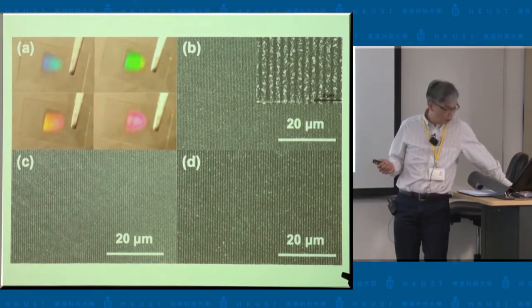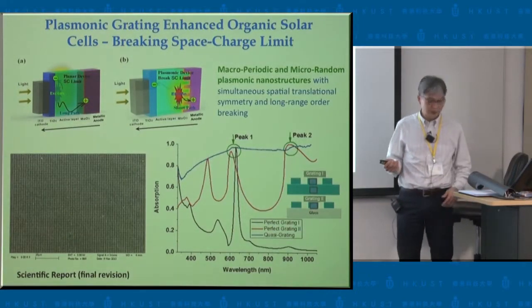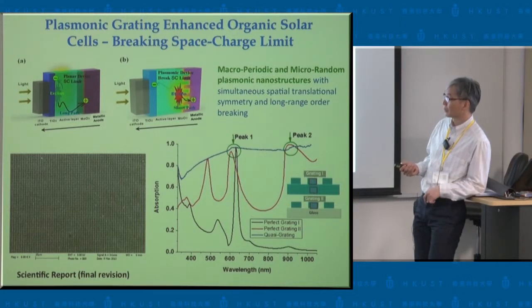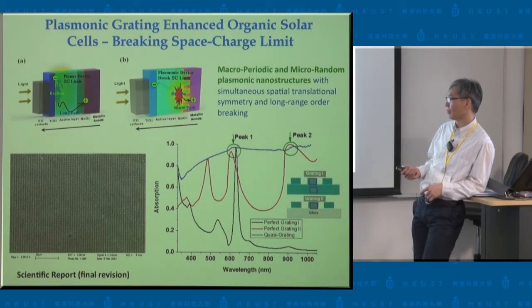Those gratings, we passed them to our collaborators in Hong Kong U, who make organic OPVs, organic PV devices, and they actually make good use of it. The first one is the grating. If you put them under the solar cell structure, the electron hole pair is now generated near the grating, instead of the conventional situation, where the electron hole pair is generated near the surface.